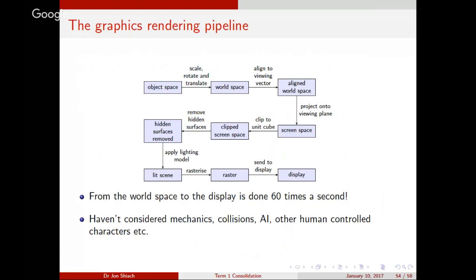In this sort of process, we haven't considered mechanics. We haven't considered any physics which is going on. We haven't considered collisions, all the stuff you did last year about collisions and things bouncing off. AI, if you have a computer game, you might have non-player characters acting realistically. Other human-controlled characters, so you may be playing against somebody. There might be bandwidth issues, you might be playing on the internet against somebody. All of this takes place 60 times a second. So it's quite impressive when you think about that.